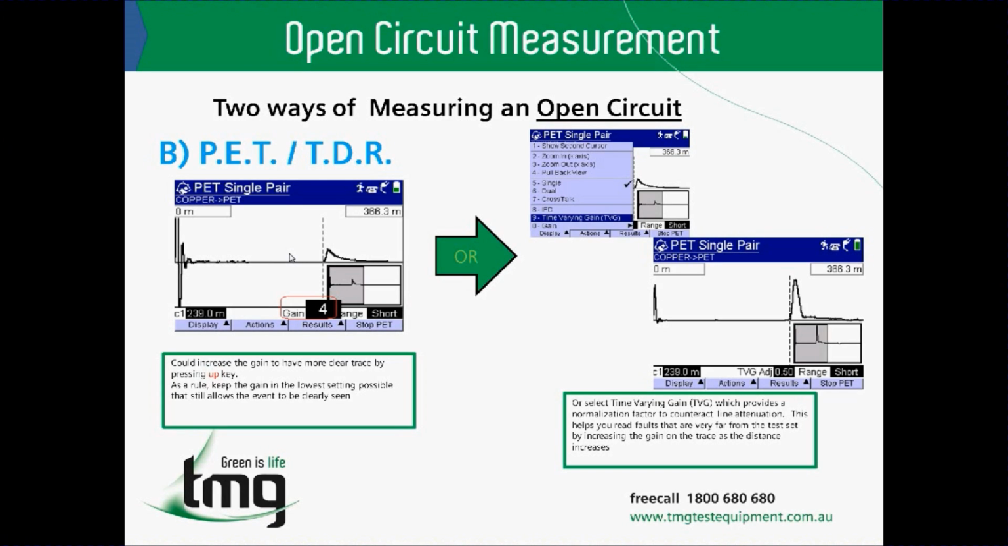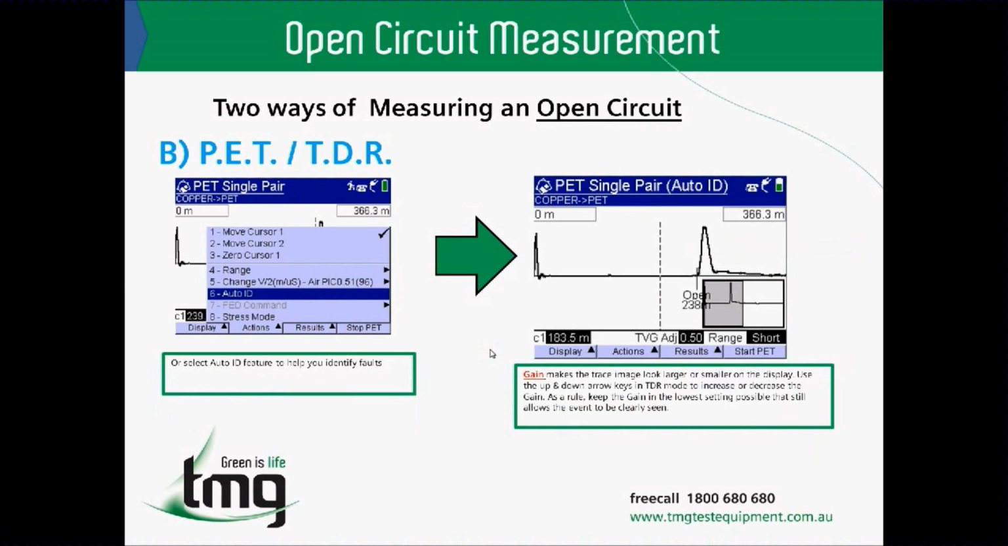So we can increase the gain by pressing the upward key, or we can select the time varying gain function, which provides a normalization factor to counteract line attenuation. This helps you read faults that are very far from the test set by increasing the gain on the trace as the distance increases. Also, we can use Auto ID to identify the faults, and we can use the gain that makes the trace image look larger or smaller on the display. Use the up and down arrow keys in the TDR mode to increase or decrease the gain, as we said before. As a rule, keep the gain at the lowest setting possible in order to see the events clearly. You can increase it gradually if you think that there is another problem associated with the line.